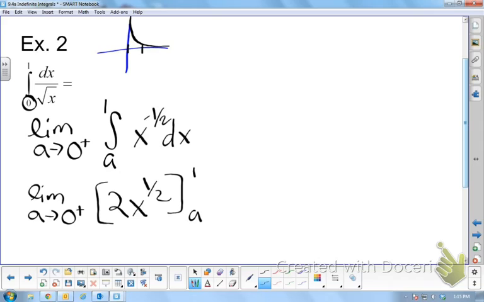So it's almost exactly the same as when we had infinity in the bounds, except we just have to decide, are we approaching from the right, are we approaching from the left? Where is our infinite discontinuity?